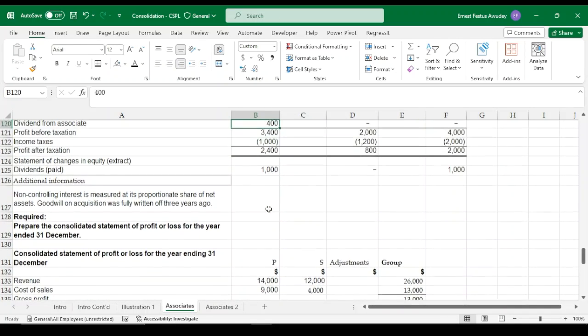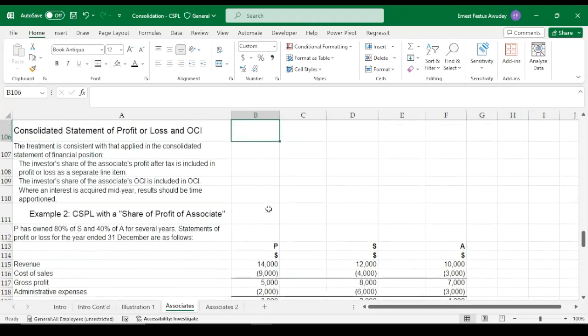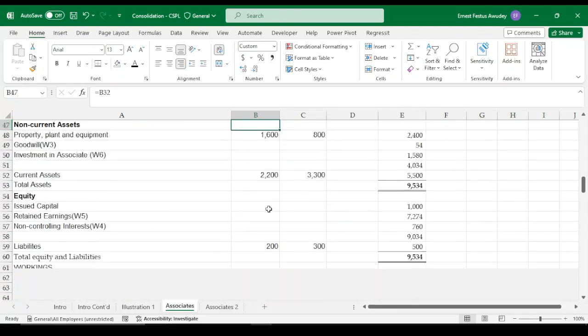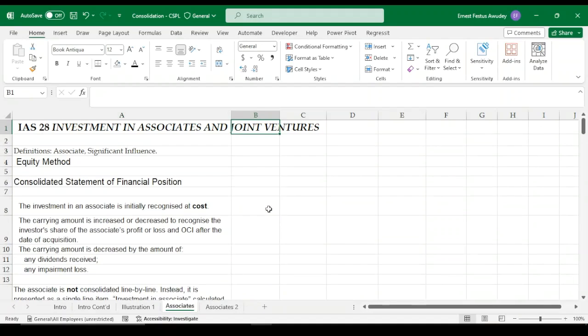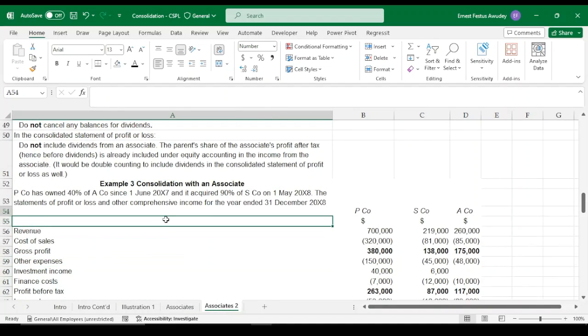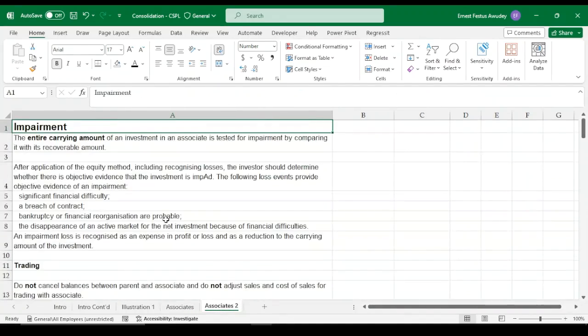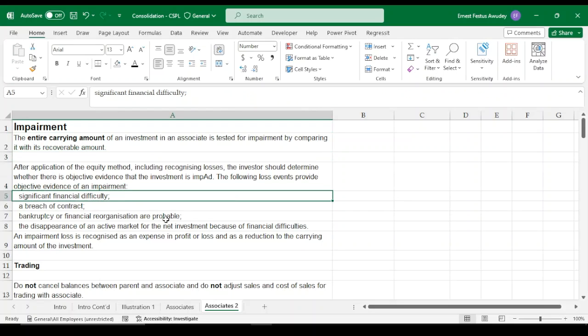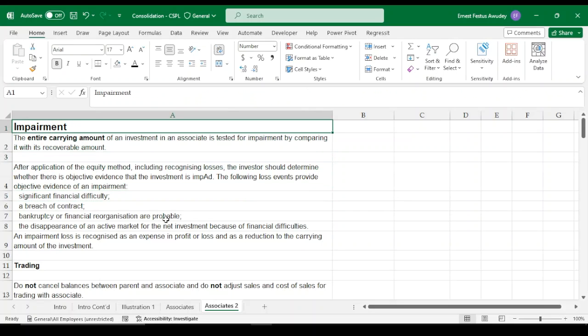So that is it as an introduction to the statement of profit or loss and the consolidated statement of financial position when it comes to associates. Now, this is just an introduction. In my next video, we are going to look at the detailed treatment of some items.